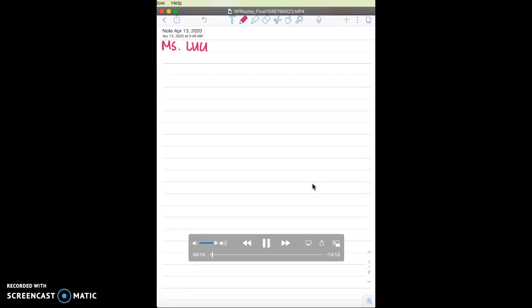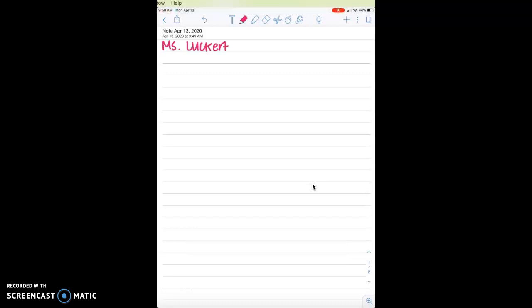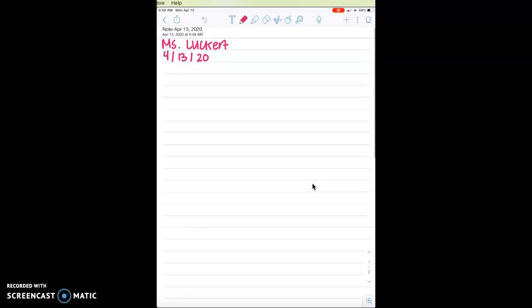Okay guys, so we are going to start our first lesson from the unit on surface area today. So I'm just setting up my note page like we always do. I'm going to put my name, the date, and the class period in the top left hand corner of the notes so that way I can grade it, and then I'm going to put the title of the notes on the top of my page.